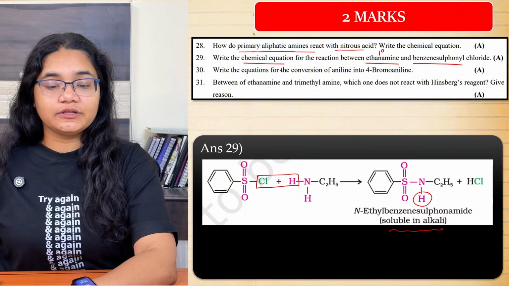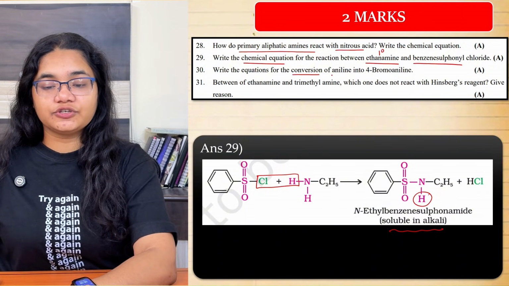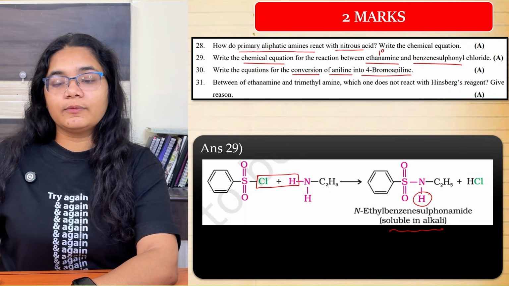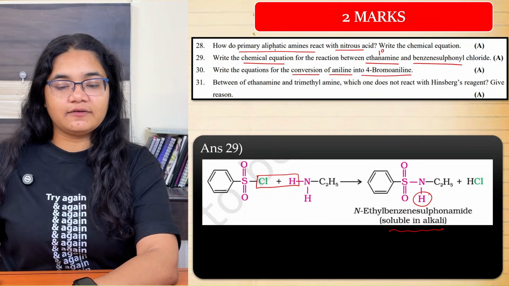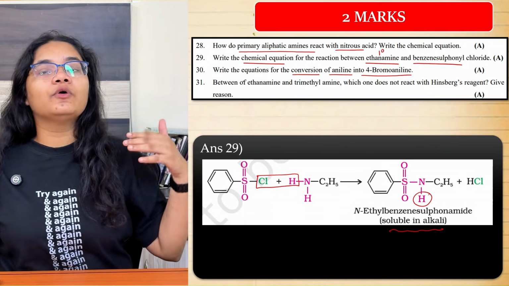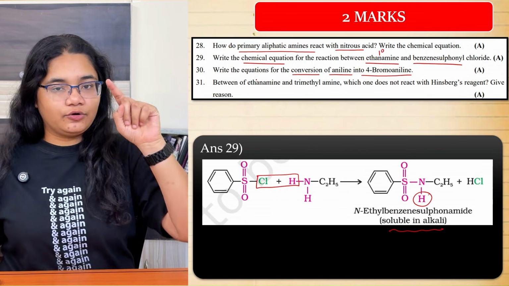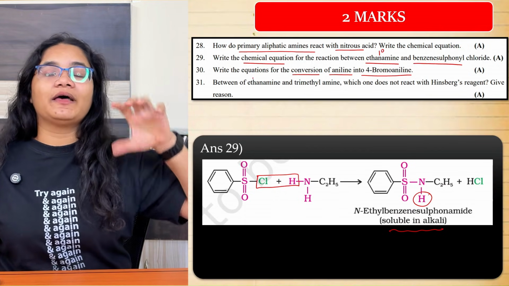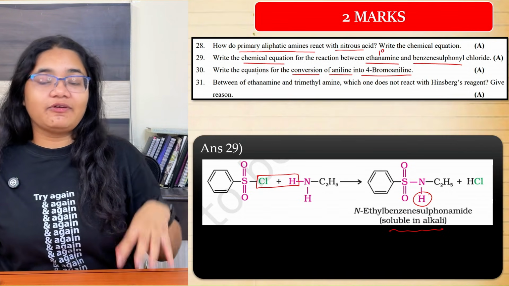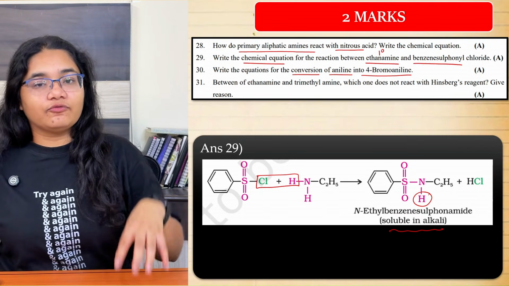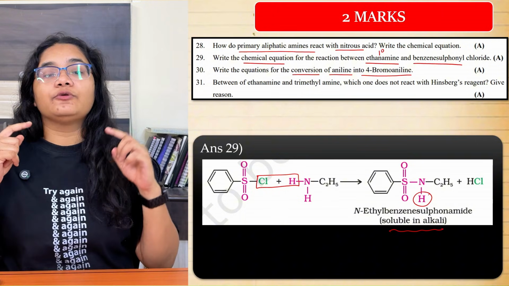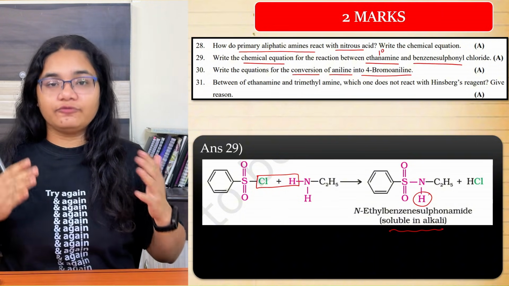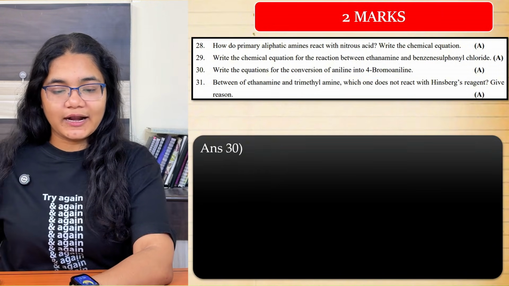Now moving to question number 30, write the equation for the conversion of aniline into 4-bromoaniline. This is again a very good question, because if you directly do bromination of aniline, you will get 2,4,6-tribromoaniline. All the ortho and para positions will be substituted. But if I want only 4-bromoaniline, then first you need to protect the amino group and then deprotect it. So how will you do that?